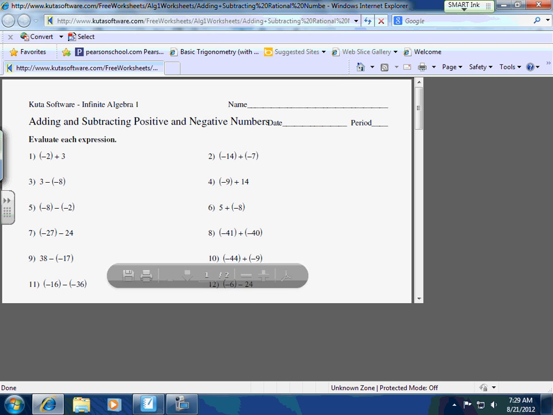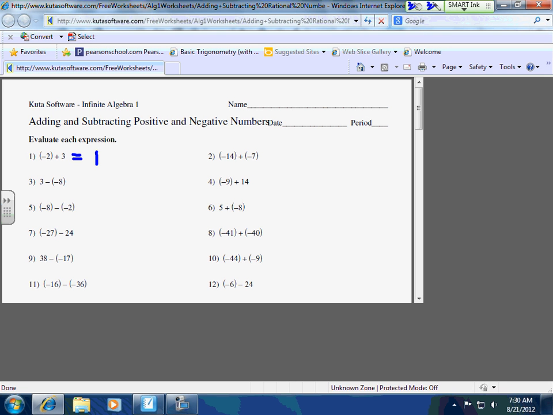All right. Let's see what we got here. Let's practice some adding and subtracting positive and negative numbers. First one here, we've got negative 2 plus 3. So that's going to equal 1. Remember, when the signs are different, you subtract and keep the sign of the largest absolute value.